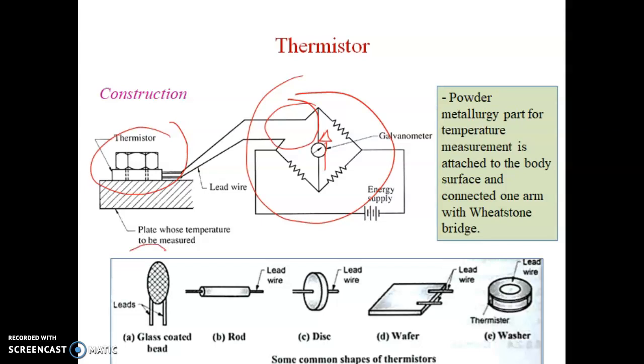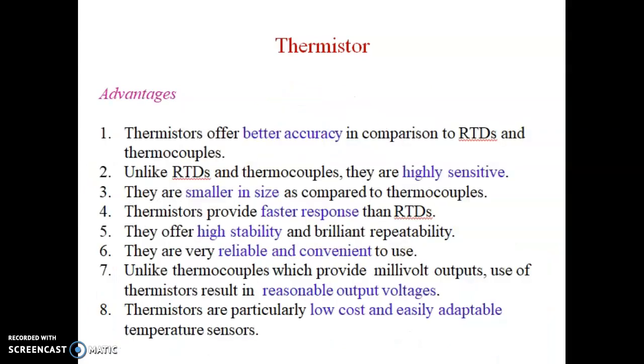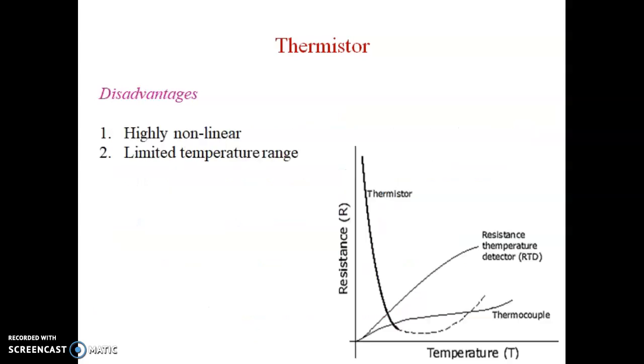This figure shows the various kinds of thermistors according to construction. The advantages of thermistors include better accuracy, sensitivity, smaller size, faster response, high stability, reliability and convenience, reasonable output voltages, low cost and easy adaptability, etc.